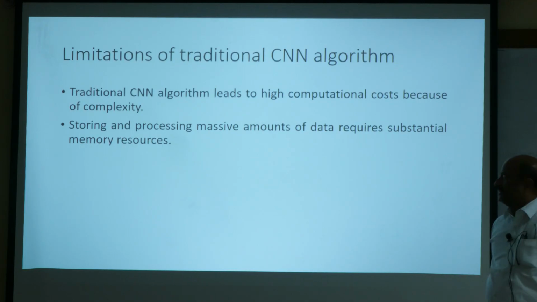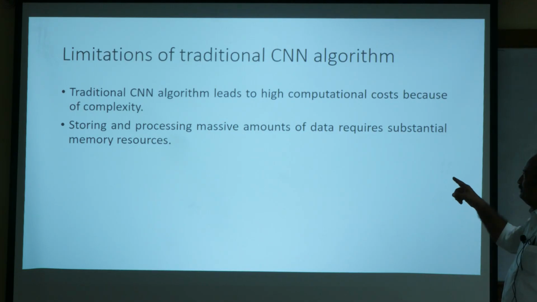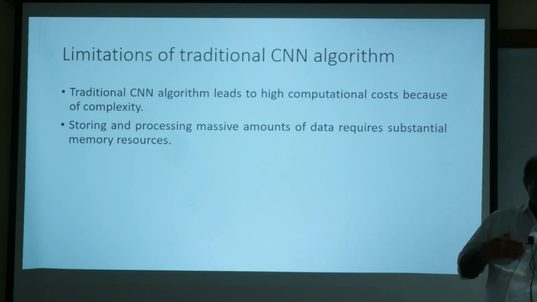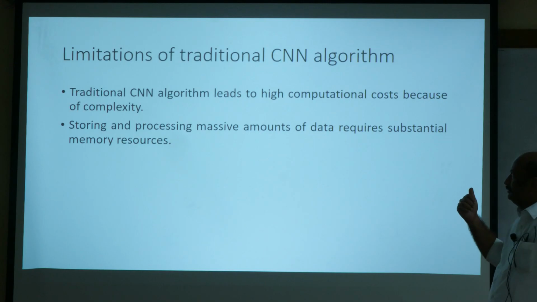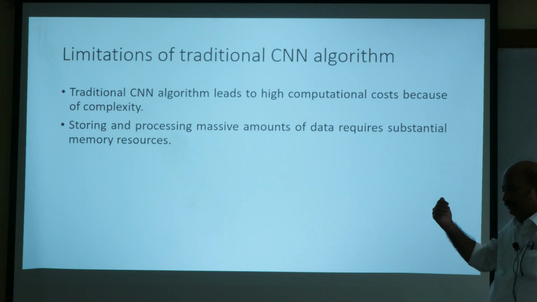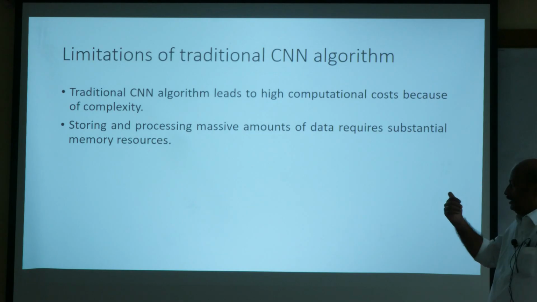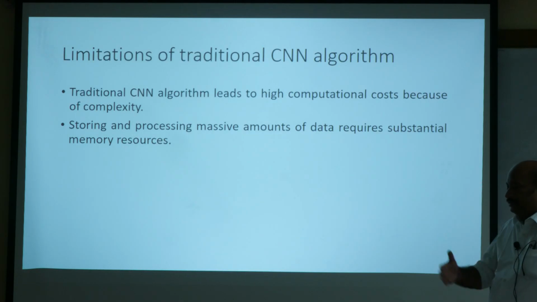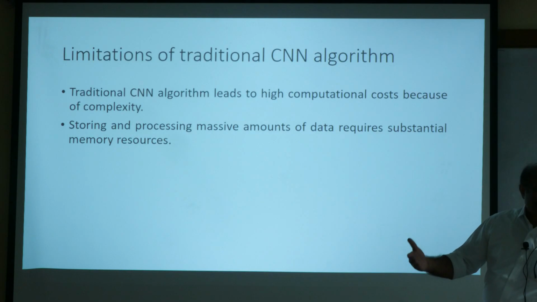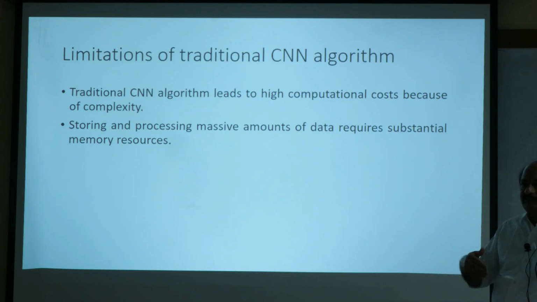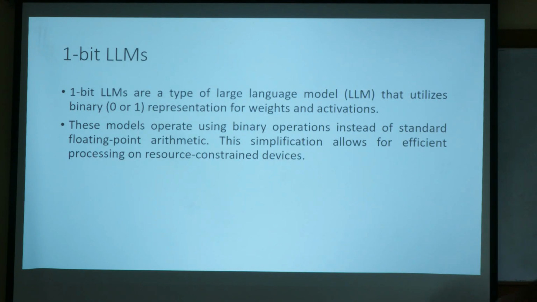The limitations are that traditional CNN leads to high computational cost. It needs a very high processor and RAM, memory and all. And right now we are storing the image on the hard disk and trying to manage the issue, but actually we don't want such an arrangement in our system. We want only a lightweight, small data set. So we are using the binary set for that, 0 and 1 representation of weights. Next.